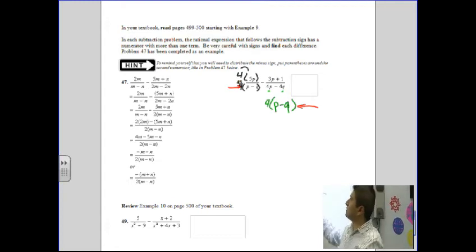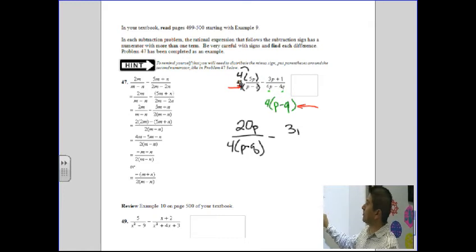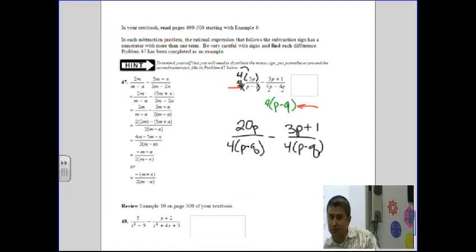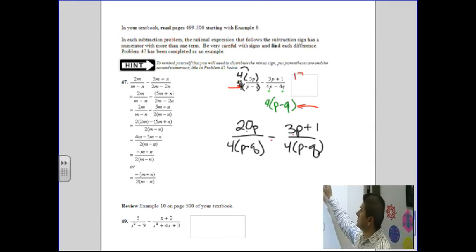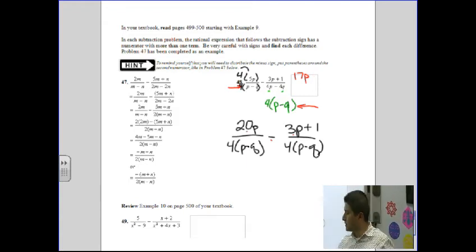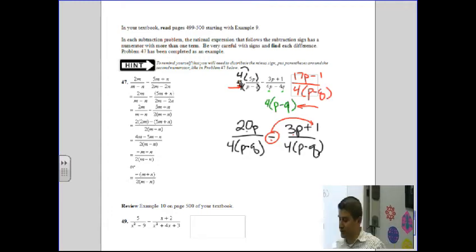So I can go ahead and multiply this up here. That'll give me 20p over 4 times p minus q. And on the right, I get 3p plus 1 over 4 times p minus q. Since the denominators are the same, I can go ahead and combine the tops. The numerator, I have 20p minus 3p, that'll be 17p minus 1, sorry. The reason why that should be a minus is because this minus is distributed over to that 1. So it becomes minus 1 over 4 parentheses p minus q. And that's your answer. Okay?